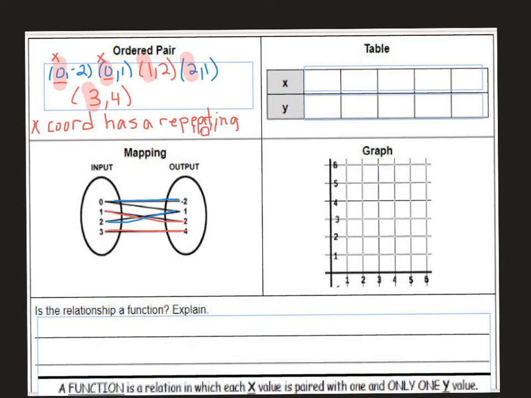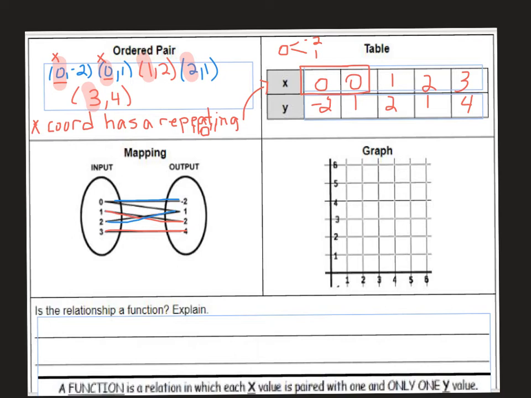So therefore, that is a characteristic when looking at your ordered pairs. I can take those same ordered pairs and place them in a table. So 0 has been assigned -2, 0 has also been assigned 1, 1 has been assigned 2, 2 has been assigned 1, and 3 has been assigned 4. And once again, I can see that same x input value of 0 being assigned a -2 and a +1. So therefore, that goes against what the function definition says in regards to x values can only be assigned one and only one y value.